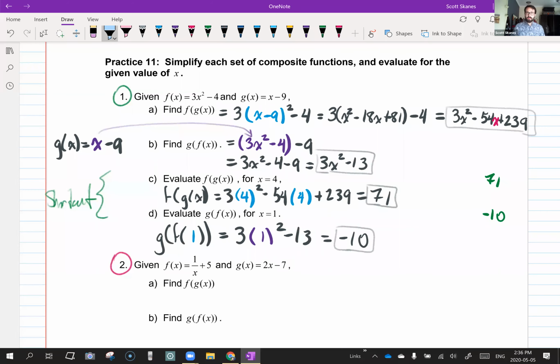So I'm just going to make it clear here. f of g of x is this, which is being asked for in this question, and so we used it. g of f of x is this, which is being asked for in this question, which is why we use that function. So hopefully that makes some sense to you.